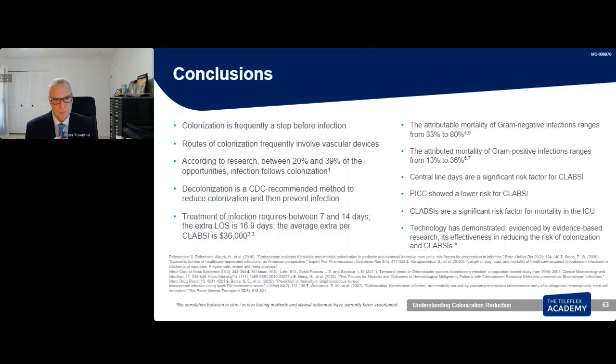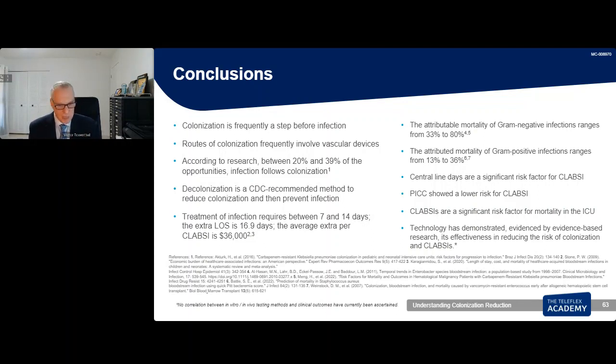Conclusions. Colonization is frequently a step before infection. As you saw, 20 to 40% of the colonized catheters lead to infection. Routes of colonization frequently are vascular devices. Decolonization is recommended by CDC and by ESCMID.